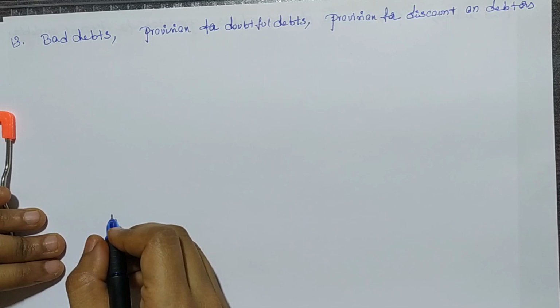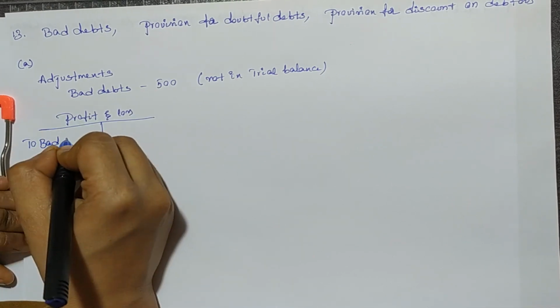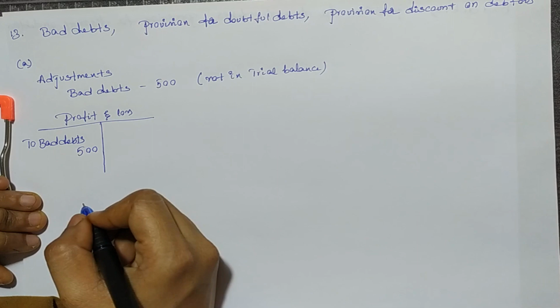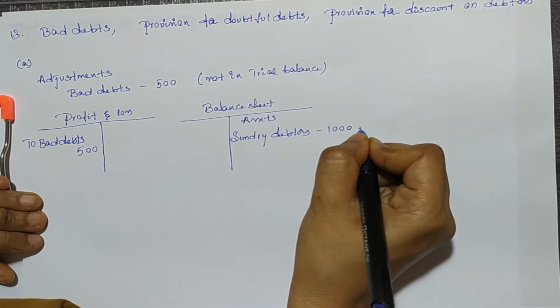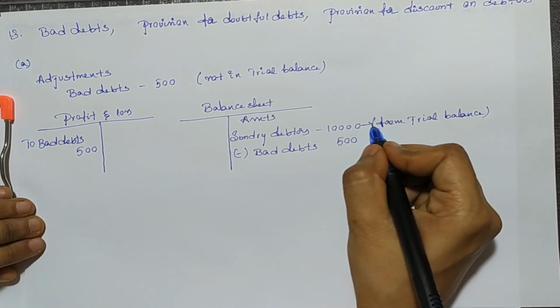Now we will discuss adjustments related to bad debts, provision for doubtful debts and provision for discount on debtors. In the adjustments, we have bad debts, that is 500, and we don't have any bad debts account in the trial balance. We only have it in the adjustments. In this case, we will mention the bad debts amount on the debit side of the profit and loss account, and also we will deduct this bad debts amount from the sundry debtors amount on the asset side of the balance sheet.